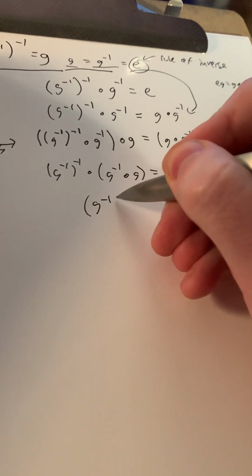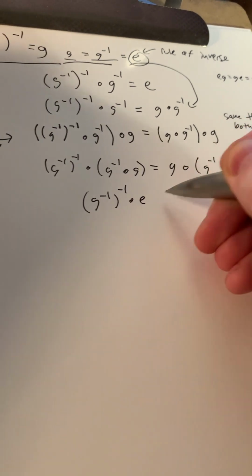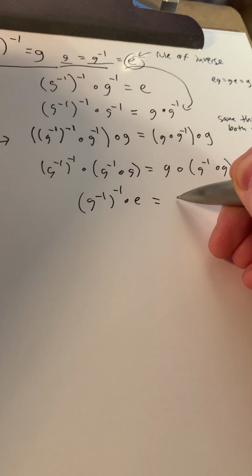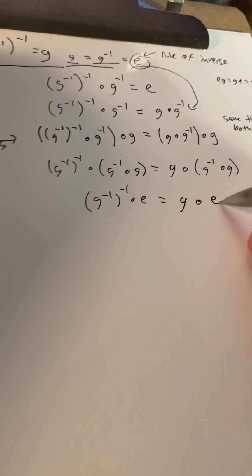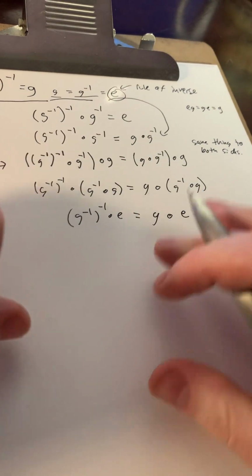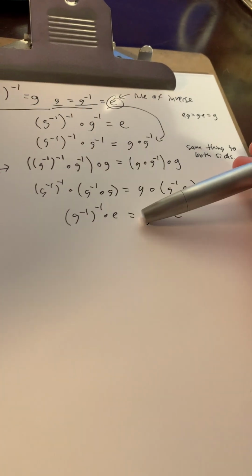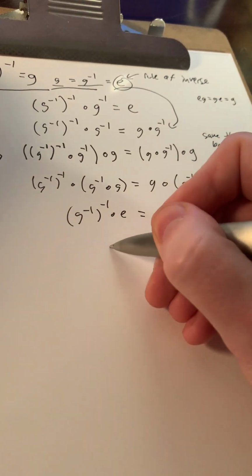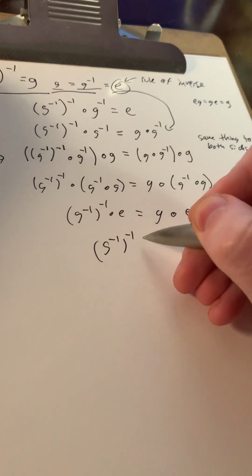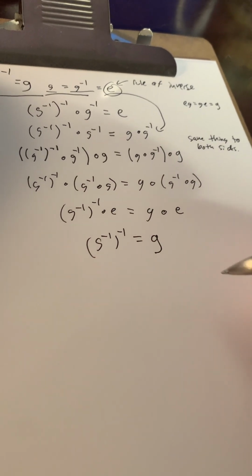Here we again have exactly the rule of inverse. This guy just keeps on coming in handy. And we get G inverse composition E equals G composition E. This is super great because at this point everything is done and dusted. You have the identity on either side, and you have that G inverse equals G, which is exactly what we were looking to prove all along. For all groups.